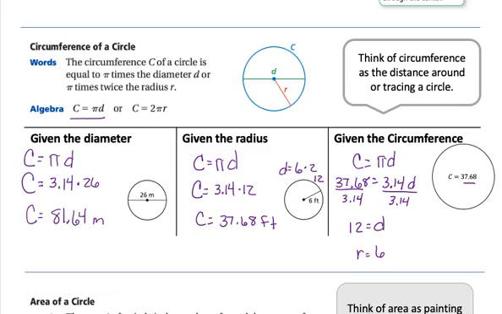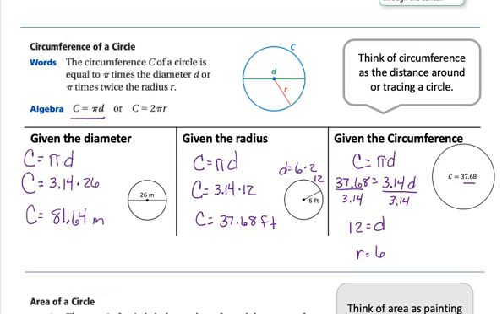Do they want me to find the circumference? And if so, did they give me the diameter or the radius? Because I need to know which one I'm working with. If they gave me the circumference and they want me to work backwards, I'm going to plug in the circumference and then I'm going to divide by the pi to find the diameter. Read carefully. Do they want the diameter or do they want the radius? Those are two different things. One's halfway, one's all the way.